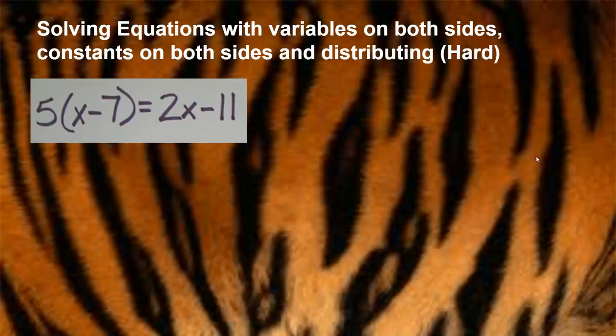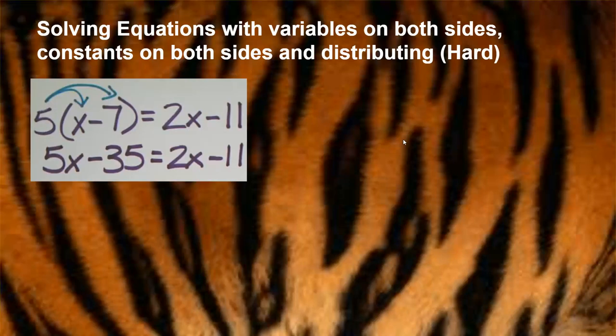Next, this is where it gets a little bit harder. What if you have distributive property as well? Well, with this one extra step, go ahead and distribute first. So you get 5x minus 35 equals 2x minus 11.